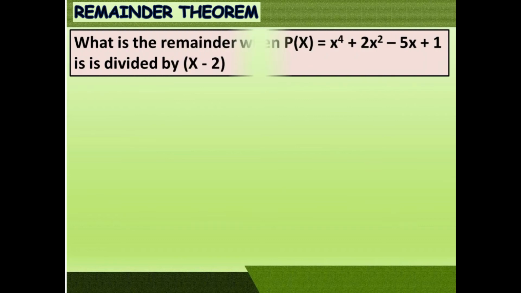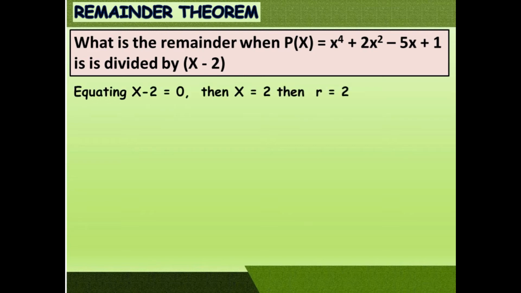Okay, so let's take another example. What is the remainder when P of x equals x to the 4th power plus 2x squared minus 5x plus 1 is divided by x minus 2? So let's equate the divisor x minus 2 equal to 0. Therefore the value of x is 2, or the value of r is 2.